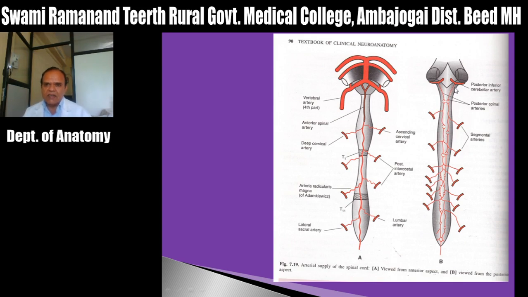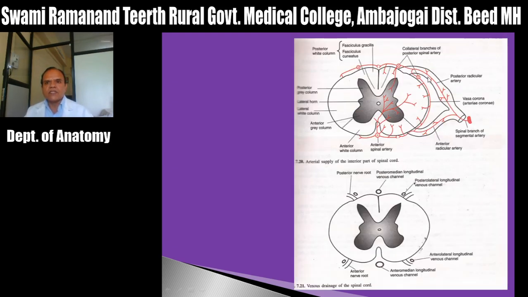It means that the posterior spinal arteries are two in number, right? And they also get reinforced by the intersegmental arteries and supply the posterior 1/3 part of the substance of the spinal cord. Here you remember the anterior spinal artery and the posterior spinal arteries. These are the arteries which supply the substance of the spinal cord.